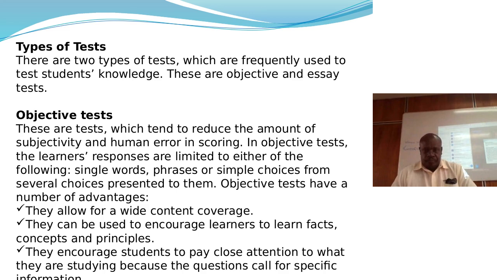Now, we have various types of tests. A test can be objective, and the objective tests are also of different types. We have the matching type, we have the multiple choice types, we also have the supply types. Objective tests have their weaknesses as well as their strengths, as listed here in the slide, which I will soon post to you in your various emails or websites so that you can go through them at your own pace.